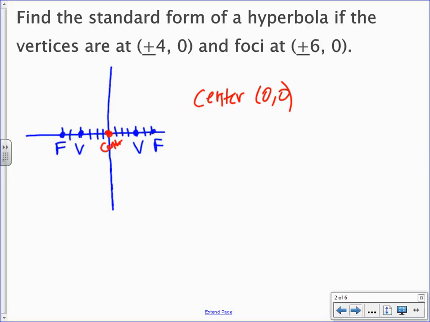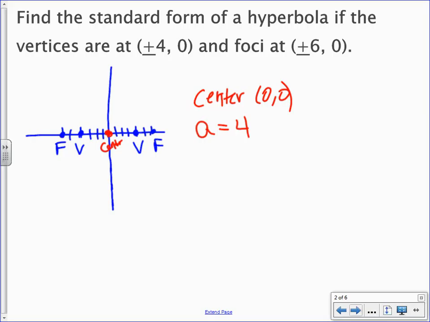Something else. Michael, what else can we take away from this? Find A. All right, and what is that? 4. And why do you say 4? Because the vertices are 4, 0. Okay, the vertices are at 4, 0. Our center's at 0, 0. Do you guys agree with Michael? Sound good? All right.